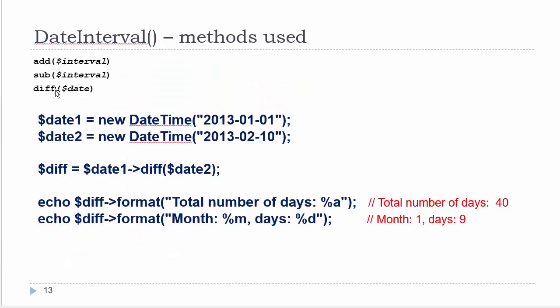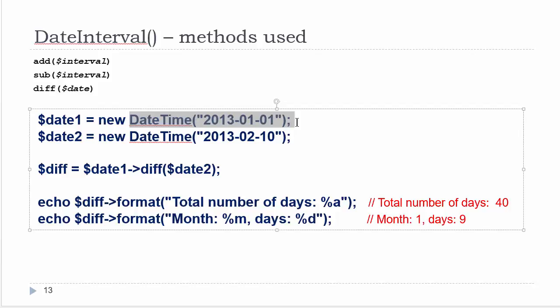There are 3 different methods that are specifically used with the DateInterval object. And I'm going to look at the diff method here. So supposing we have a date here, which is January 1st, 2013, and we're storing that in this variable. We have another date here, February 10th, 2013, and we're storing it here. If I wanted to find the difference between these 2 dates, there's date1, and I'm accessing the diff method, and I'm passing the parameter date2. So now I have a value stored in this variable.